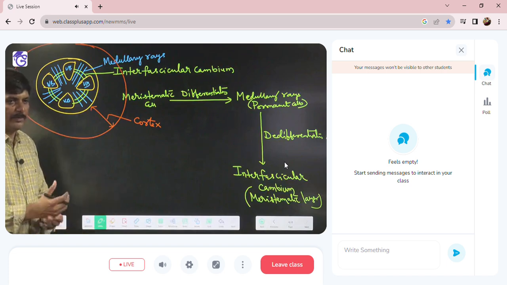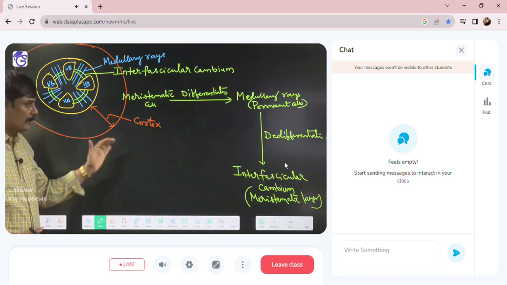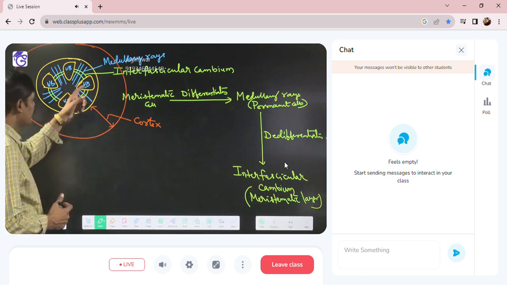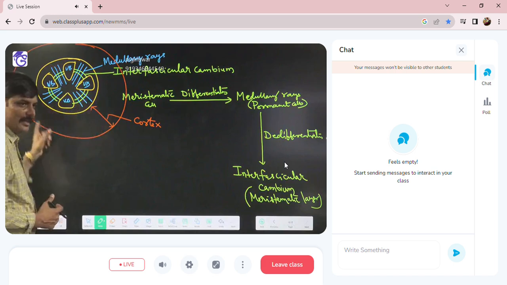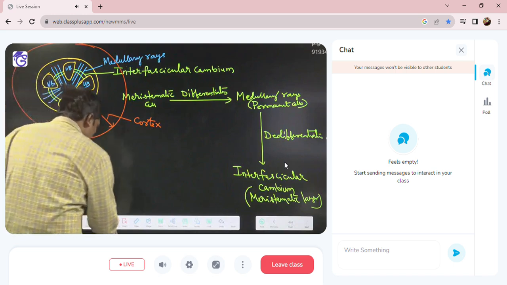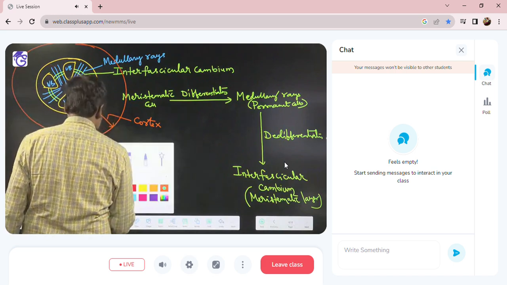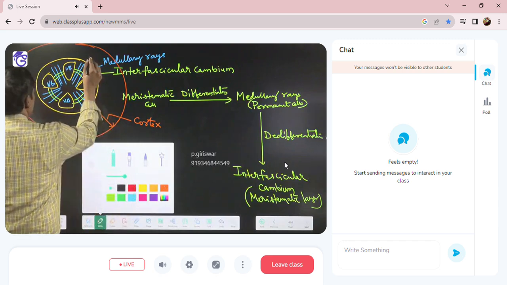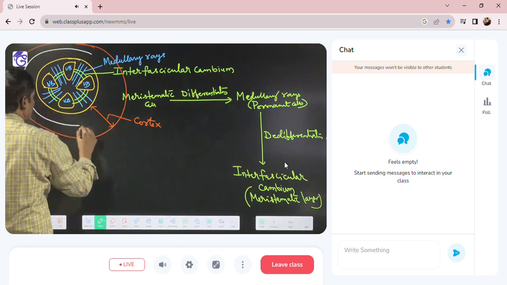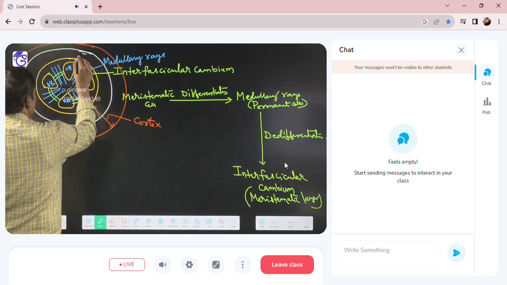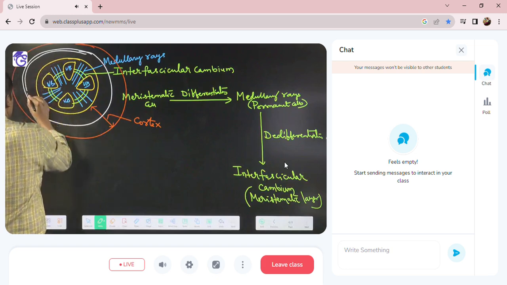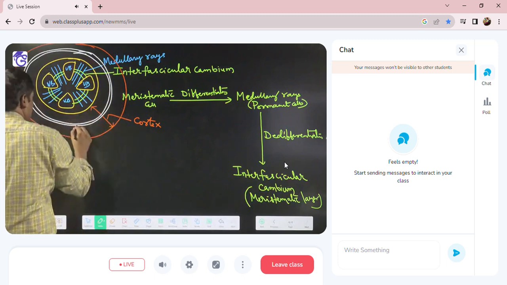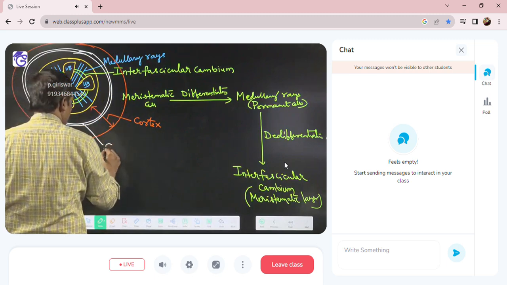I will show you the previous slide also, after completion of this one. Now, in the cortex, one more cambium is formed like this. This cambium is called cork cambium.